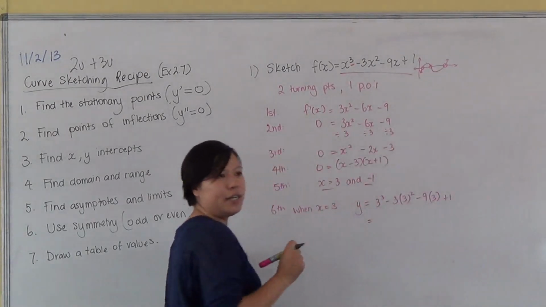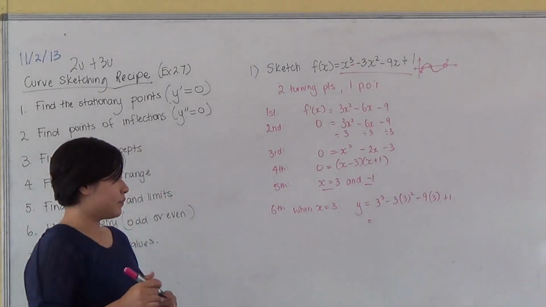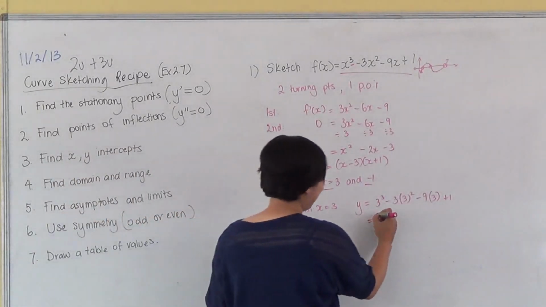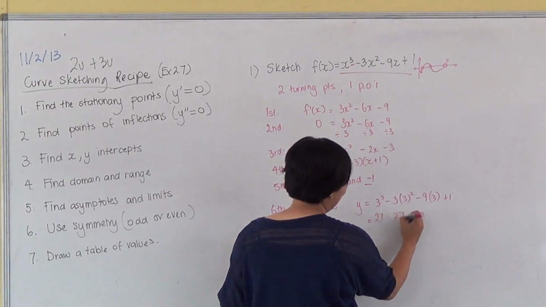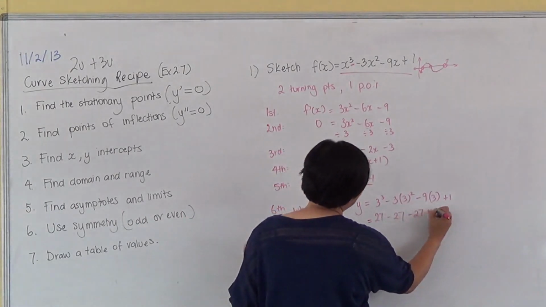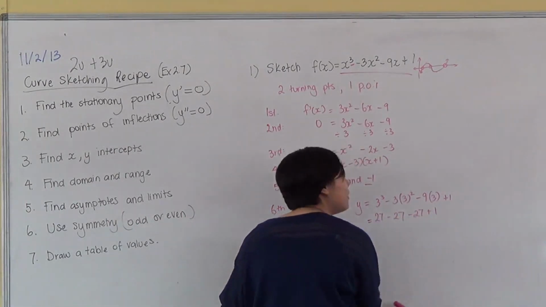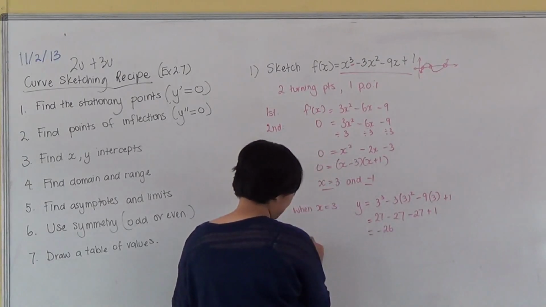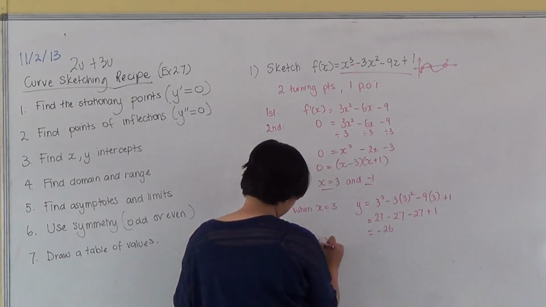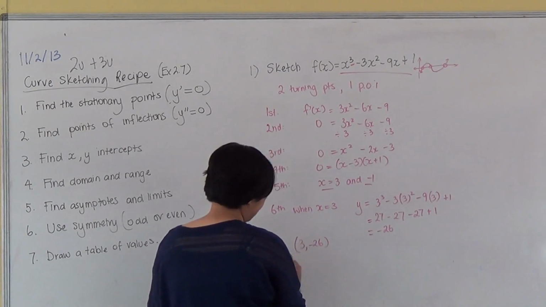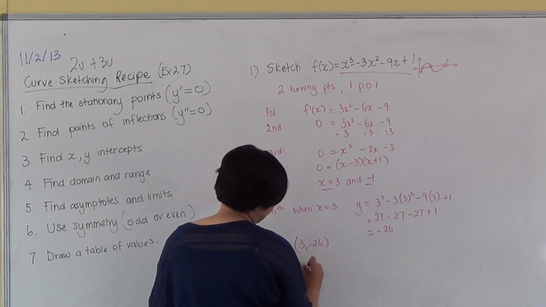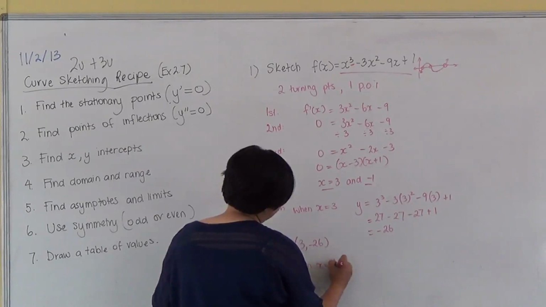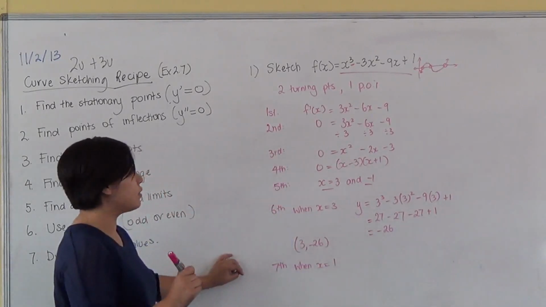Did anyone get that answer out? Okay, so 27 minus 27 minus 27 plus 1. So it's minus 26. So our first set of coordinates is (3, minus 26). What would our second set of coordinates be? We're substituting x equals negative 1 into it.